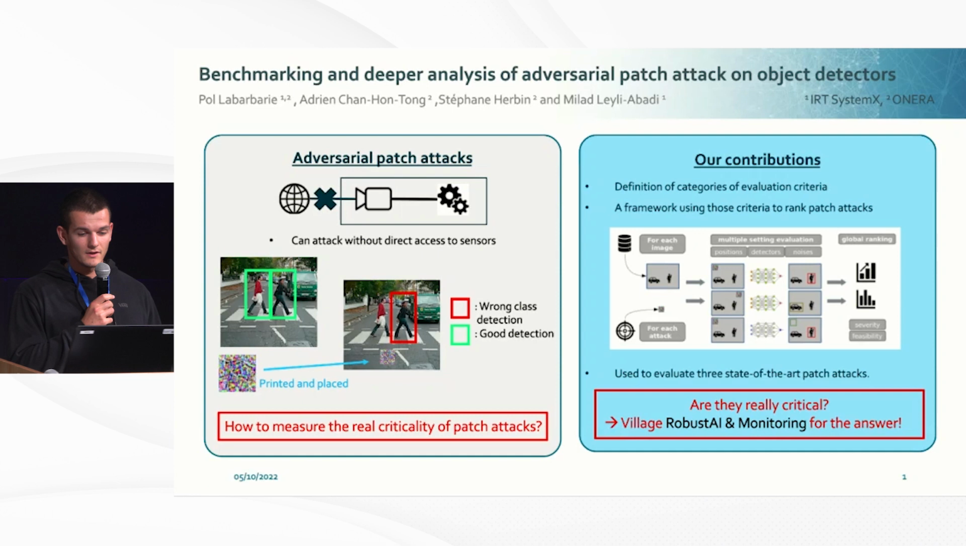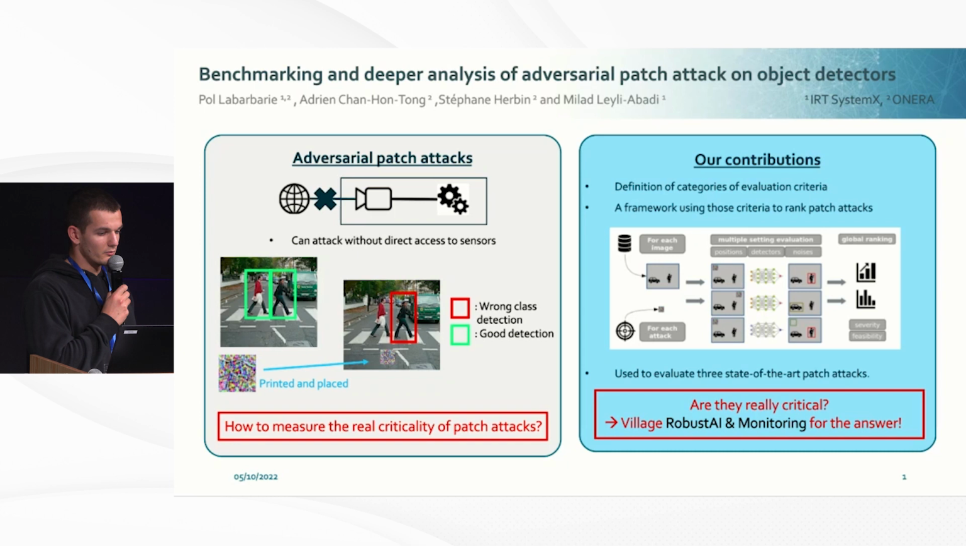Hello everyone, I'm Paul Barbary, a PhD student from IRT Systemics. So my poster topic is directly linked to my PhD topic, which is adversarial patch attacks on object detectors. So here, let's suppose that an attacker does not have direct access to sensors, for example, sensors of an autonomous vehicle. Once he has designed and printed his patch, he can place it, for example, here on the ground, and this patch can cause a wrong class detection or suppress detection, like in the image here.